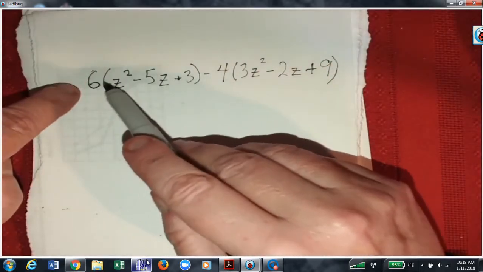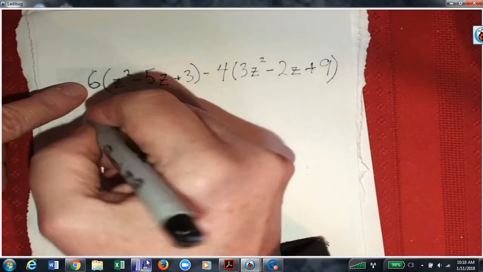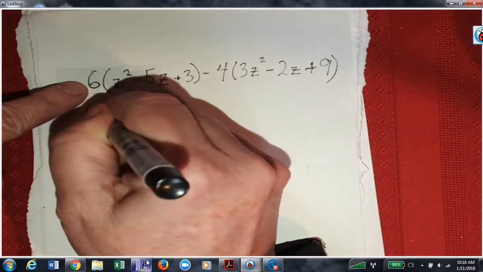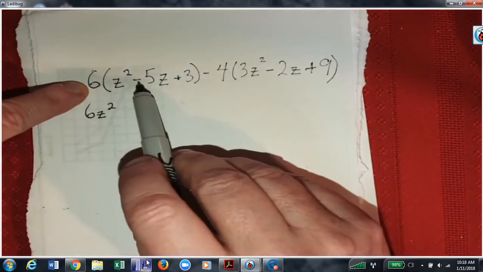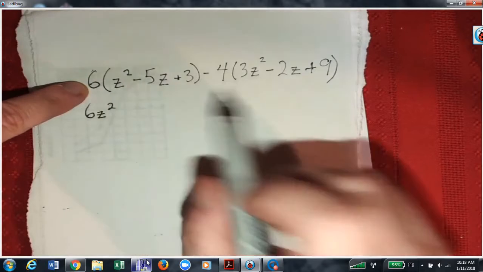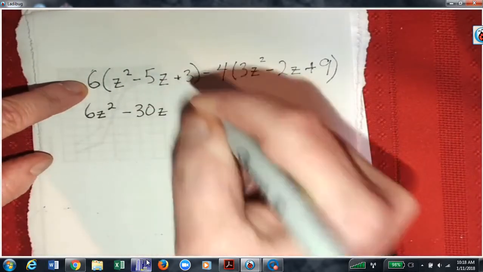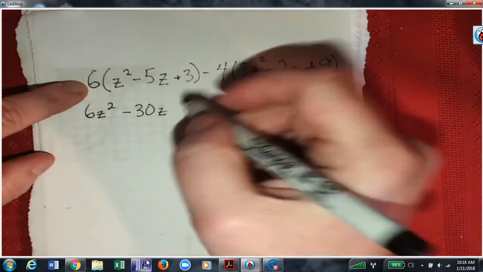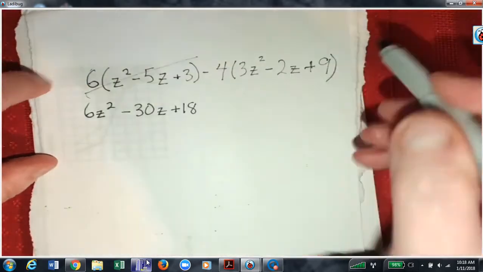So I've got something out the front of the parentheses. This must be distributed through. So this will be 6z squared, but I'm not finished. Then 6 times negative 5z. Well, 6 times negative 5 is negative 30. So that will become negative 30z. Then 6 times positive 3 is plus 18. So I've now distributed that.